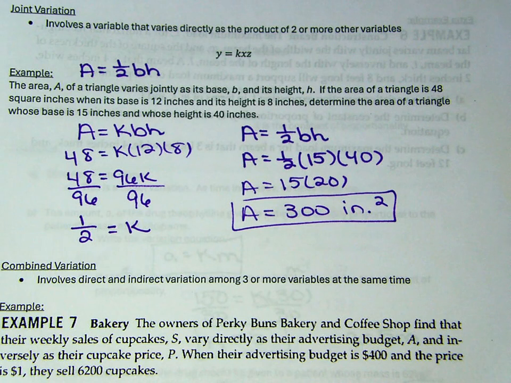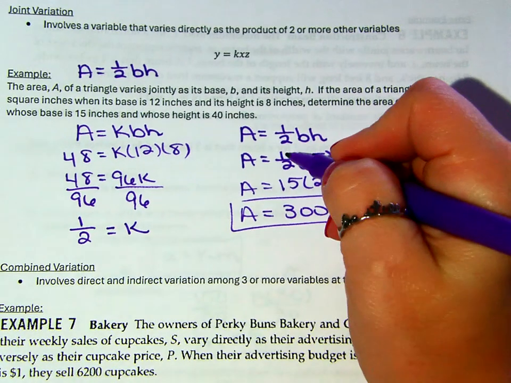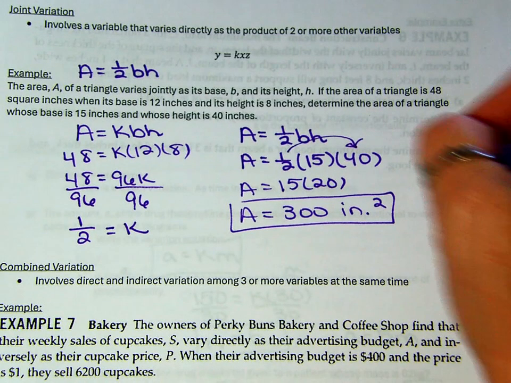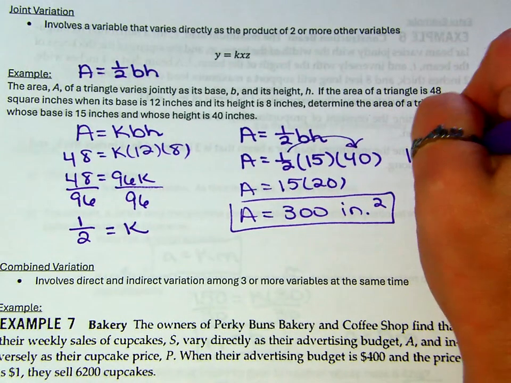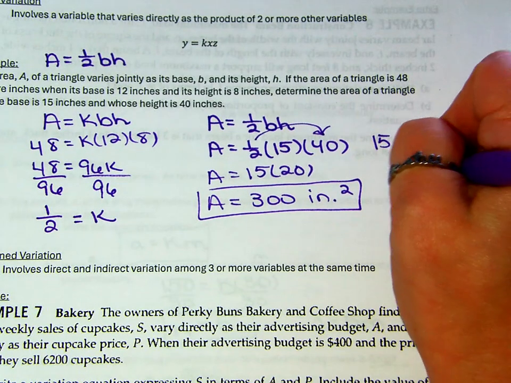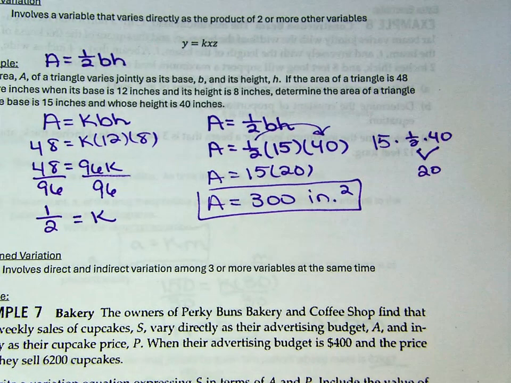All I did was I took 1/2 times this, because they're all being multiplied together. I can reorder this any way I want. I could say 15 times 1/2 times 40. This part I can do in my head. This gives me 20, so then I have 15 times 20, which gives me the 300. I just can't do 7.5 times 40 in my head, but it gives you the same answer. You're going to be using a calculator, so you type in 1/2 times 15 times 40, you're going to get 300. Other questions?